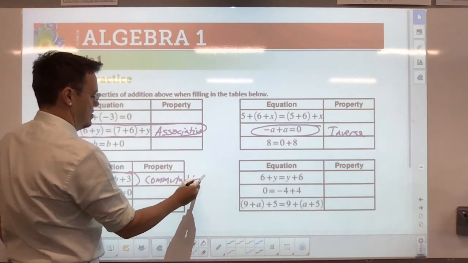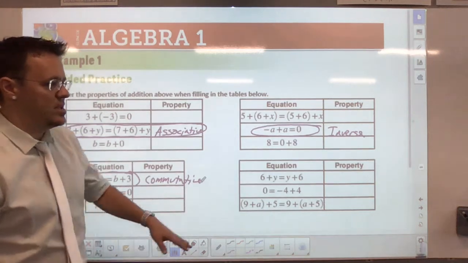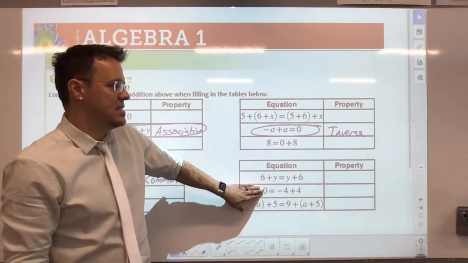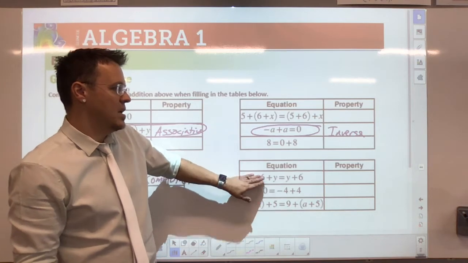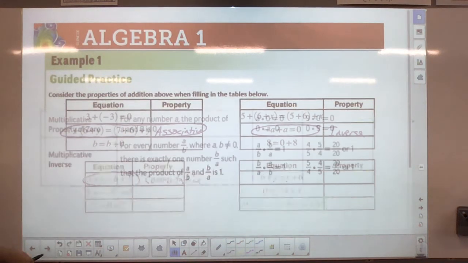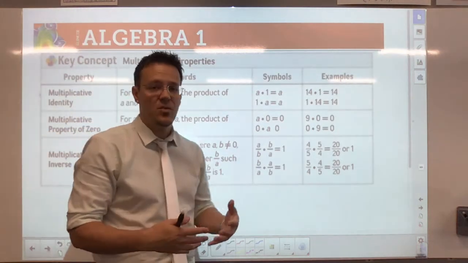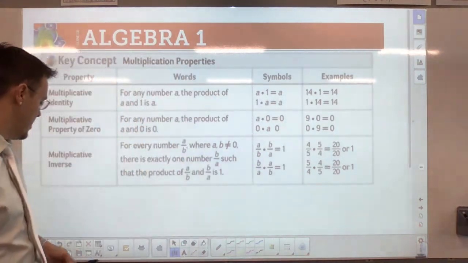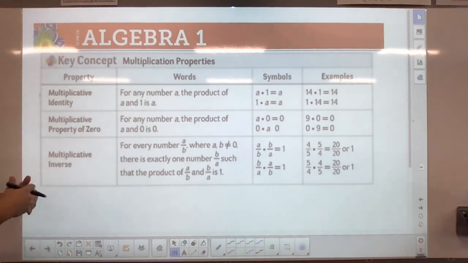Commutative. Okay, the rest you guys could have known, right? This is associative, that is identity, that is the inverse property, that is commutative. It's actually pretty simple. You just need to know the properties as they associate, so that when we test you on this, you will be able to figure these properties out pretty quick.